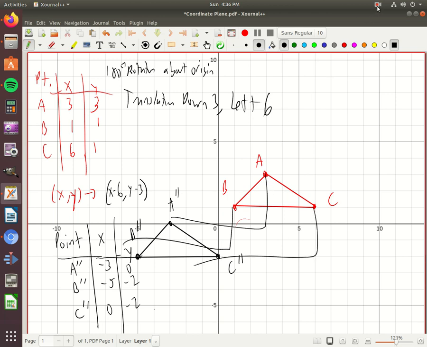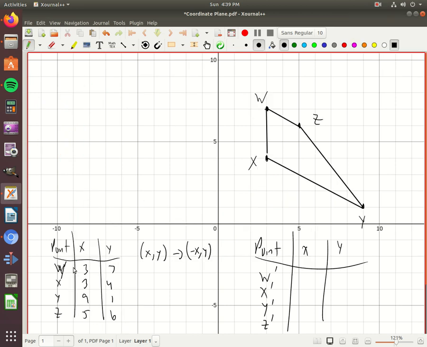I will pause again and set up our quadrilateral. And we have points W, X, Y, Z with these coordinates. And what it's saying is your x is going to go negative, but your y is going to stay the same. So for W prime, my x will go negative and my y will stay the same. Actually, maybe I should be using a different color. So my x will go negative and my y will stay the same for all 4 of these points. And then I'll just go ahead and plot these points and see what we get here.